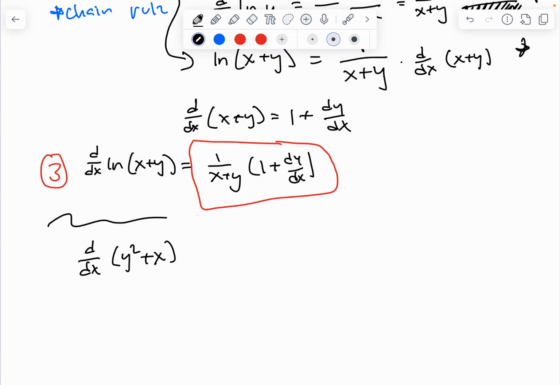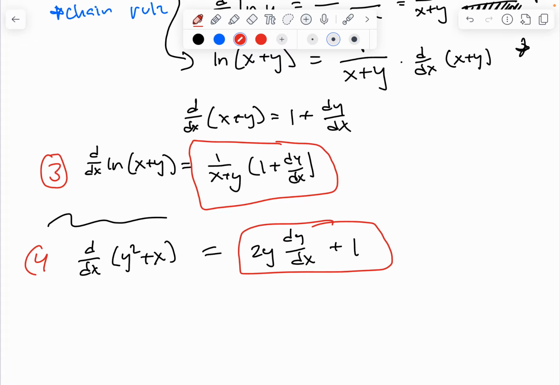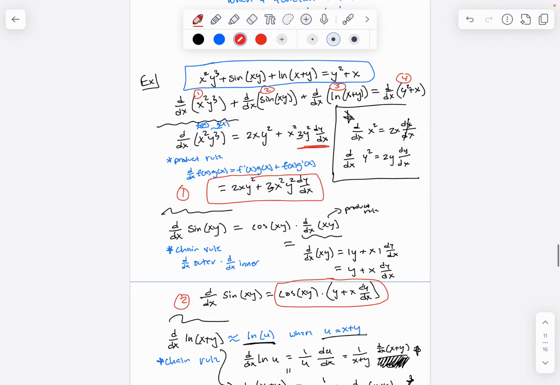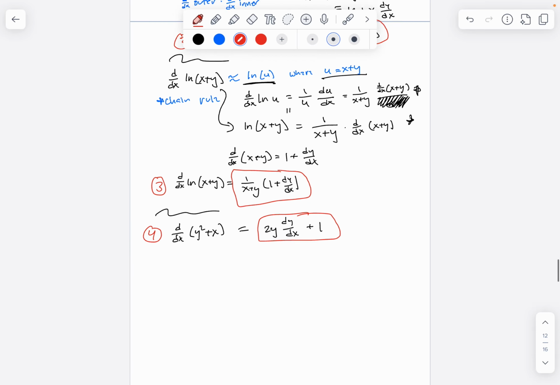This is just, let's differentiate each piece. So we have 2y dy dx plus 1, and that's it. So that is our fourth and final component of the equations. So as you can see, we broke down this right here into 4 separate parts and took each one individually.